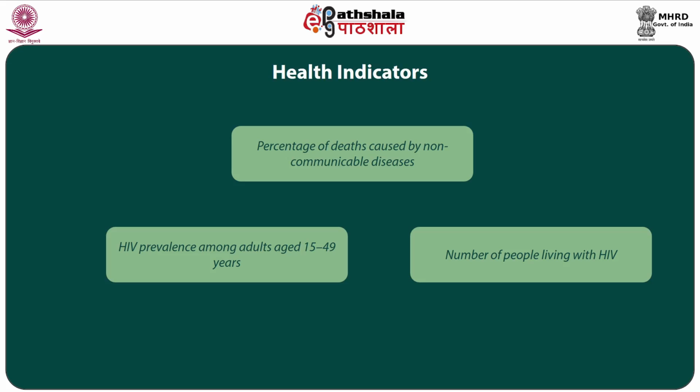Let us continue the discussion on health indicators. HIV prevalence among adults aged 15 to 49 years is the indicator. It is indicated as percentage of adults aged 15 to 49 years living with HIV at the end of the reference year. The second indicator relating to HIV is number of people living with HIV. This is the estimated number of people of all ages living with HIV at the end of the reference year.